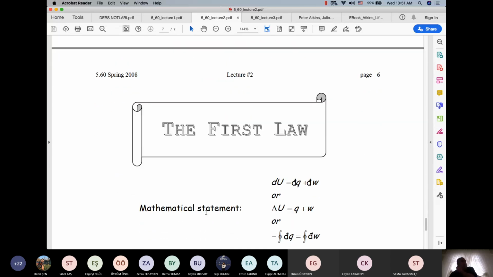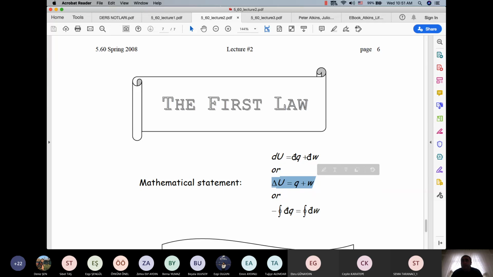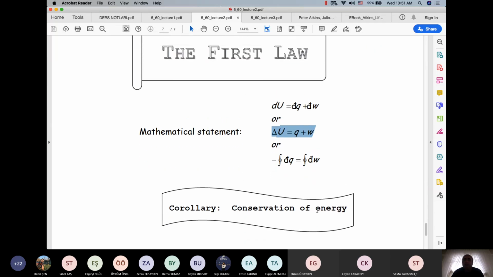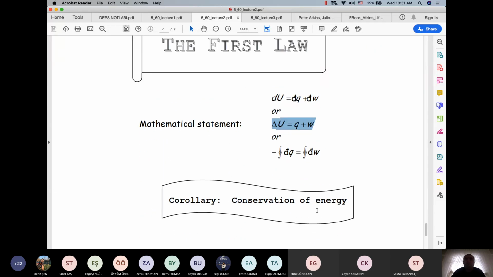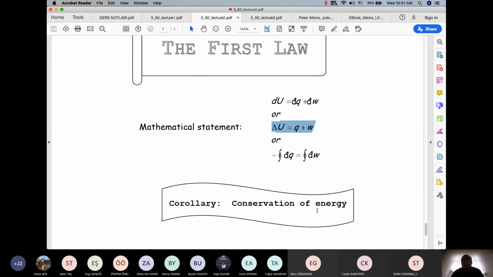So according to the first law of thermodynamics, delta U, or dU, is dq plus dw, or delta U is q plus w. Okay, and for an isolated system.